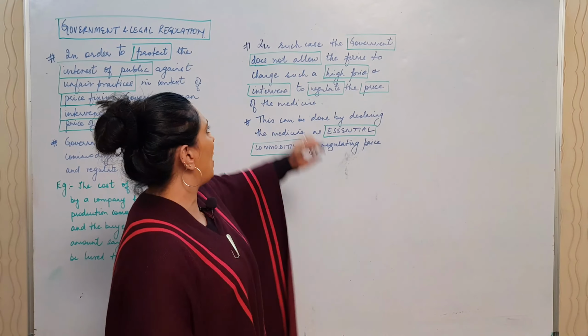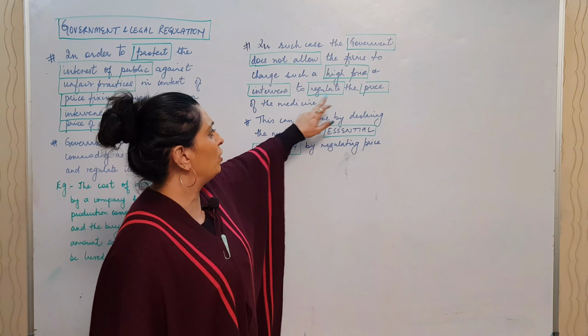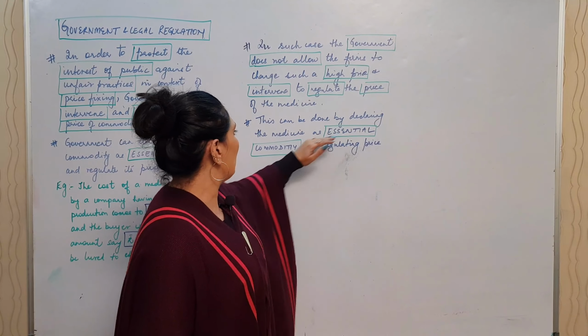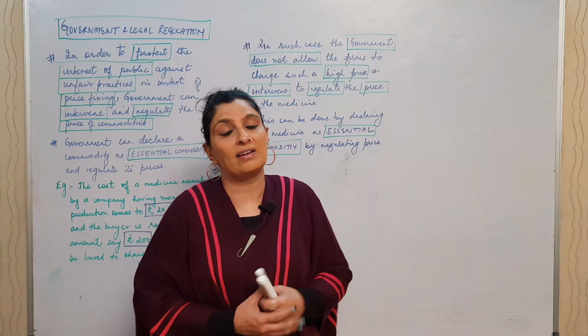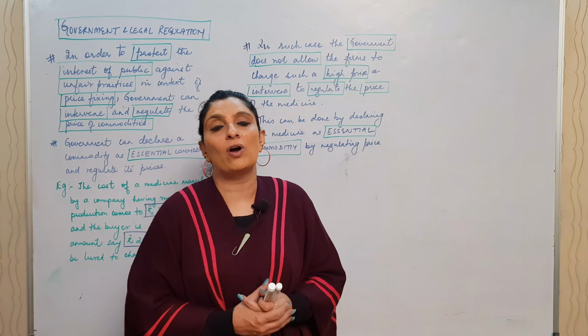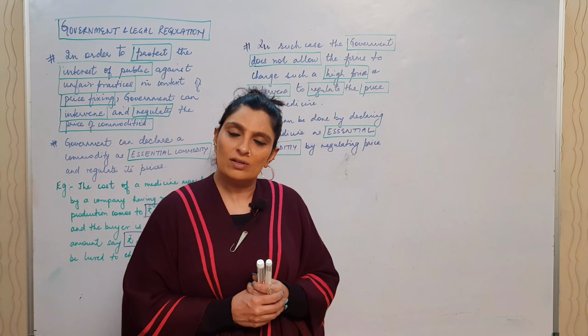In that case, what happens? In such a case, the government does not allow the firms to charge such a high price and intervenes to regulate the price of medicine, like I gave you the example of Crocin right now. This can be done by declaring the medicine an essential commodity and regulating its price. Why? Because everybody needs that kind of medicine to get well. The complete public of India needs it. So that is why the prices can be regulated in such a manner.